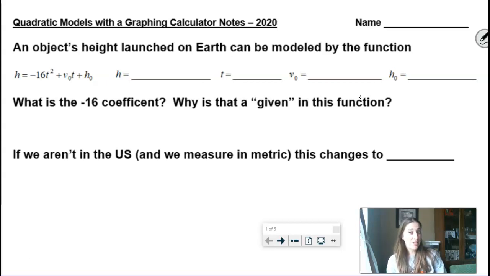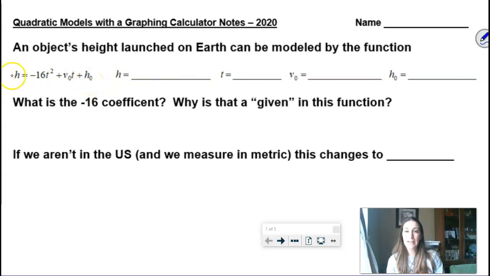Now, the original equation that is on our notes here, this is a very American equation. It's h equals negative 16t squared plus v sub naught, meaning initial. Anything with a 0 subscript means initial. V sub naught times t plus h sub naught. So let's define some of those variables.